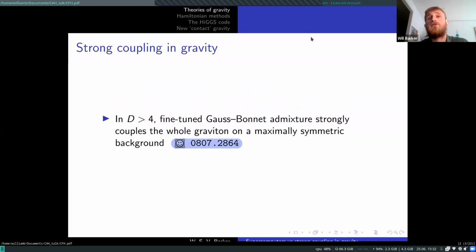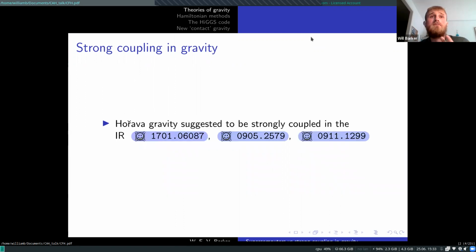So examples of this from the literature are given in higher dimensional Gauss-Bonnet theory, where the whole graviton can become strongly coupled on the background cosmology. There are also examples in Horava gravity. It's thought potentially that some of the infrared exact solutions are spoiled by strong coupling phenomena.